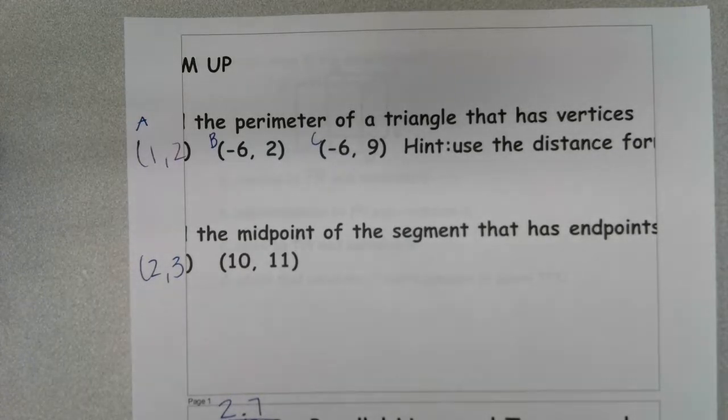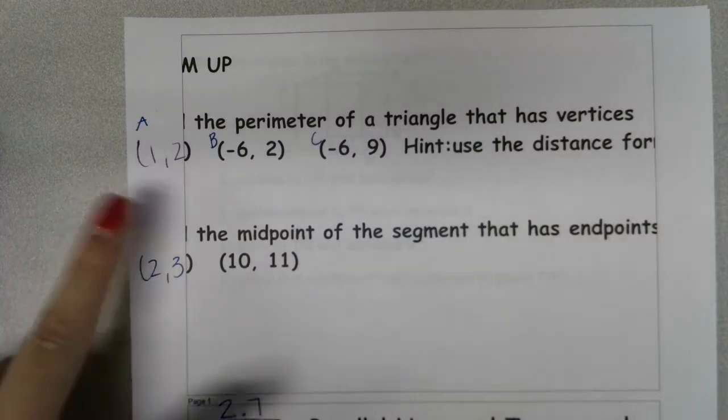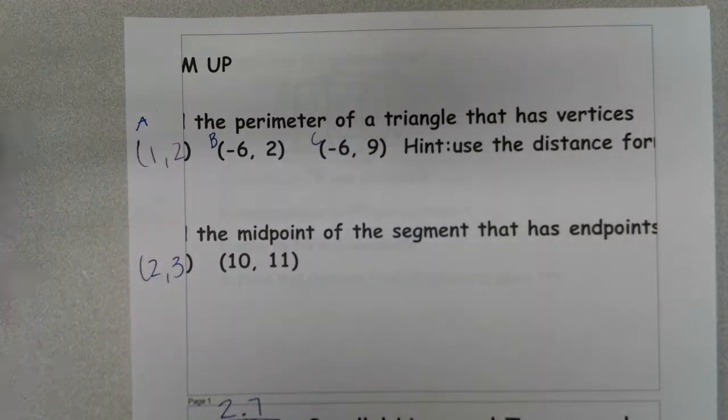Okay, so if you guys will pause the video for just a second, I want you to work on the warm-up problems. This is what we did back in chapter 1. I want you to find the perimeter of a triangle. Mine kind of got cut off, but they should be the same points as yours. To find the perimeter of a triangle, you're going to have to use the distance formula since you were given 3 ordered pairs. And then I also want you to find the midpoint of the segment. Okay, so if you guys will just take a second and do that.